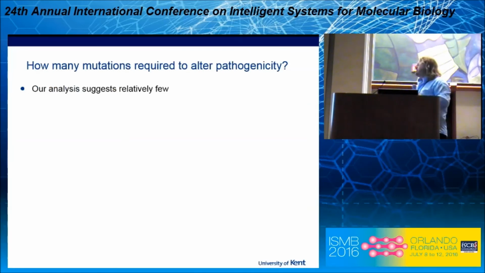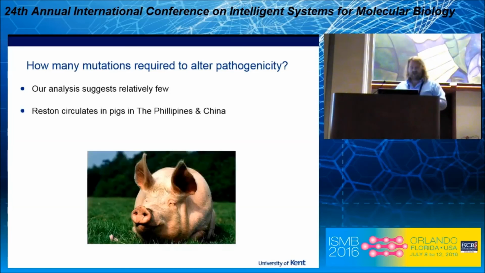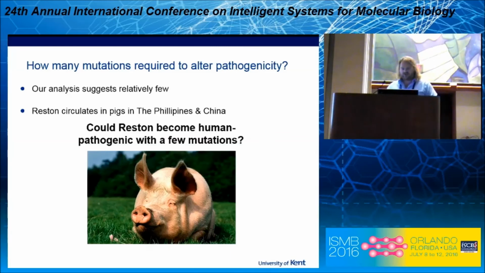So that, in summary, more or less leads us to the question: how many mutations are required to alter the pathogenicity of an Ebola virus species? So we have identified a fairly small set of STPs that we think have an effect on pathogenicity. If we add to that the information that Western is known to circulate in pigs in both the Philippines and China, then that leads us to the question: could Western become human pathogenic with a few mutations? It's not clear, but maybe it's something that we should be concerned about.